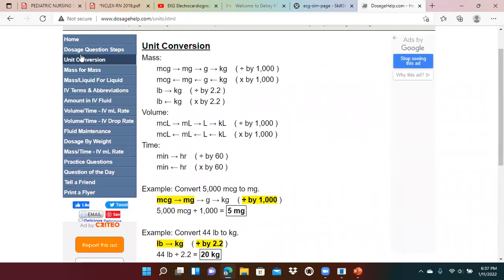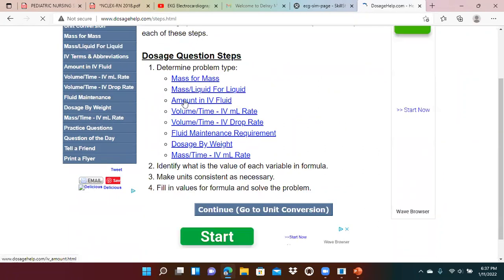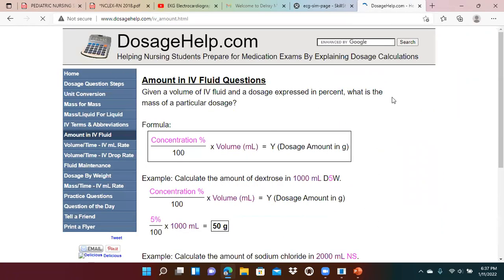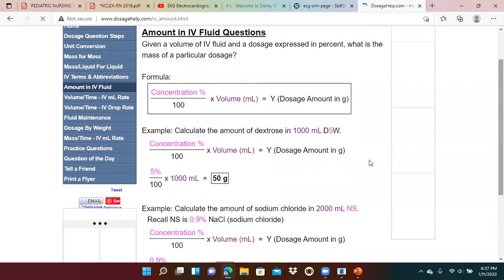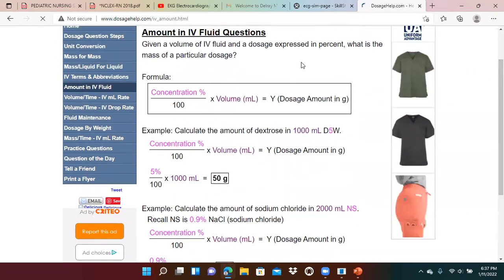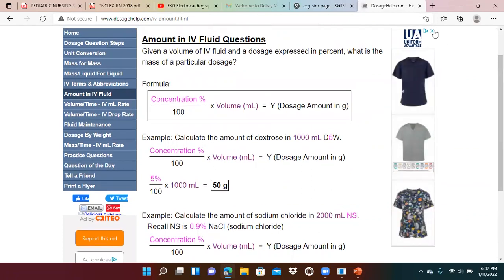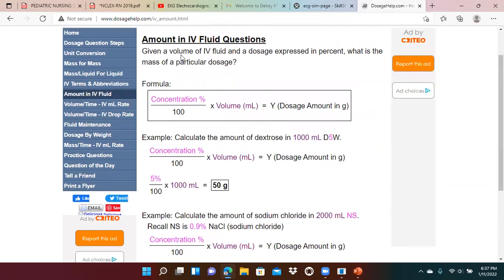Now go and check. So now I'm going to show how we calculate the amount of IV fluid. So here, given a volume of IV fluid and a dose expressed in percent, what is the mass of a particular dose?